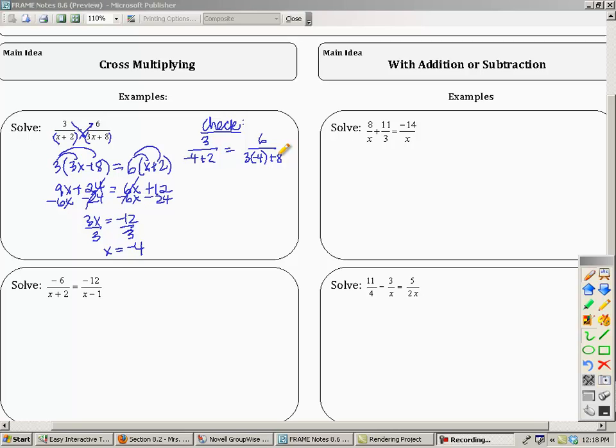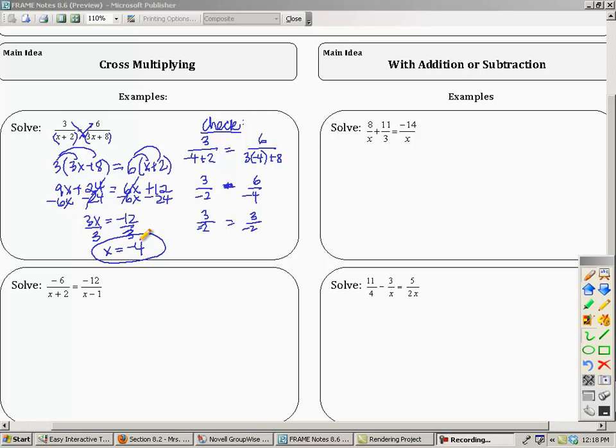So I'm going to do that. Negative 4 plus 2 is negative 2. So I have 3 over negative 2 equals negative 12 plus 8, which is negative 4. Well, can 6 over negative 4 reduce to 3 over negative 2? Sure. 3 over negative 2, 3 over negative 2, absolutely. So I'm going to circle my x equals negative 4. Now, you don't have to show this check work. If you just want to plug things in your calculator and show that they work, that's fine too.